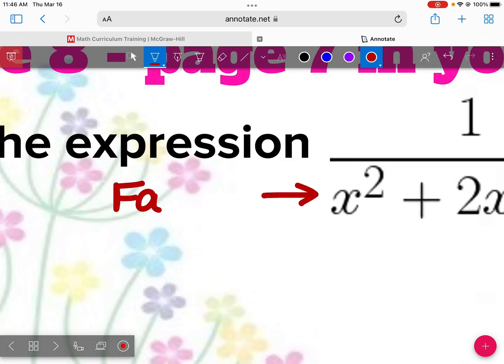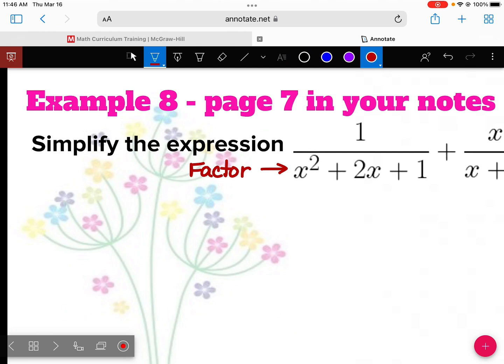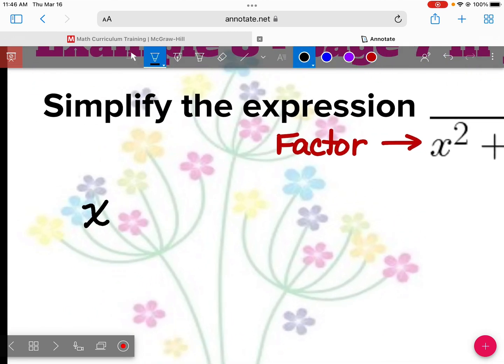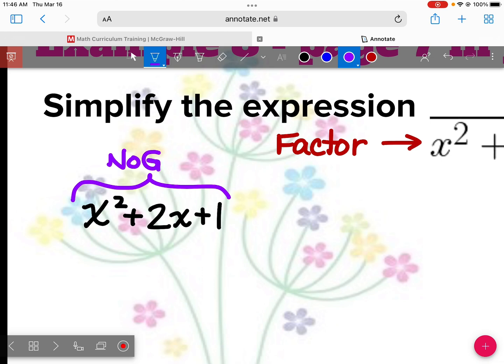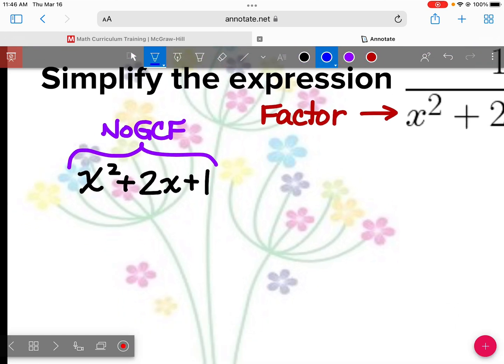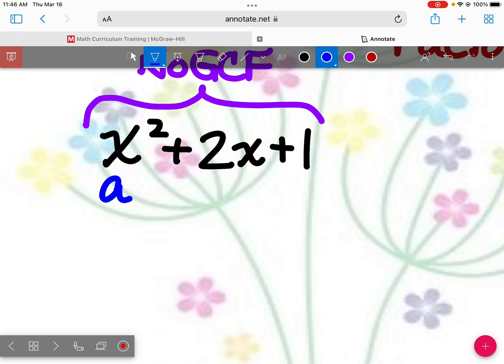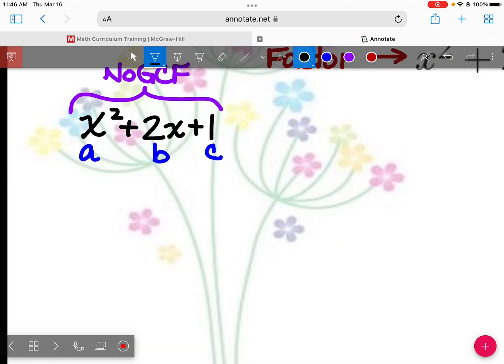I think you can factor, right? Because it has A, B, and C, so there's a good chance that this is going to factor. x squared plus 2x plus 1. What's the first thing we always look for when we're factoring? GCF. No GCF on this. So now I'm going to label A, B, and C. Which piece is A? x squared. Which piece is B? 2x. Which piece is C? 1. I'm going to draw my area model and my X.